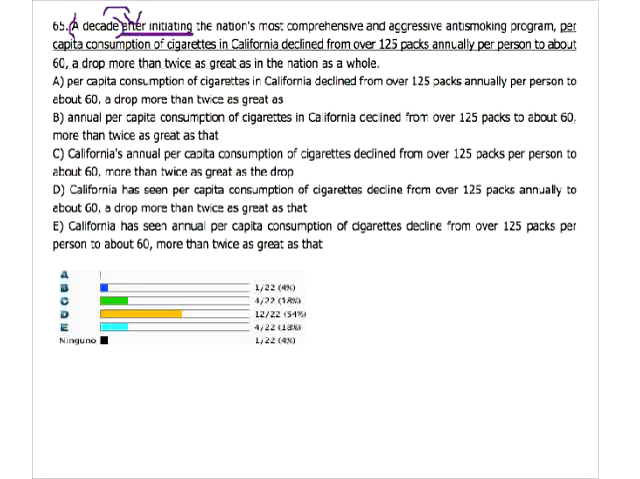So this needs to apply to the following subject. So who or what, please tell me in the text box, who or what actually initiated the nation's most comprehensive and aggressive anti-smoking program? Please tell me in the text box.